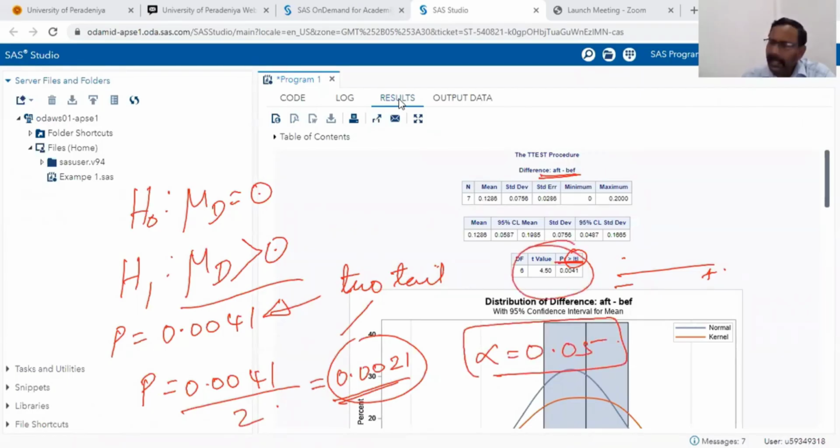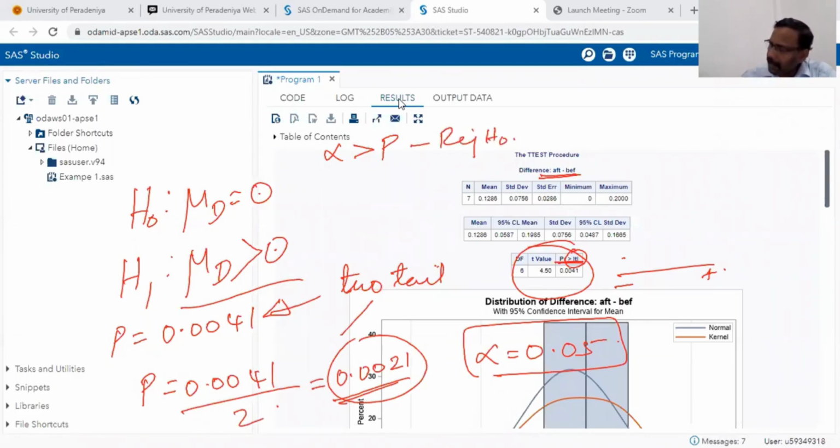This p value has nothing to do with the alpha value. The alpha value is decided by us, right? So now my alpha value is 0.05. Check with the alpha value: if my alpha value is greater than the p value, it doesn't matter whether it is one tail or two tail, then we reject our null hypothesis.